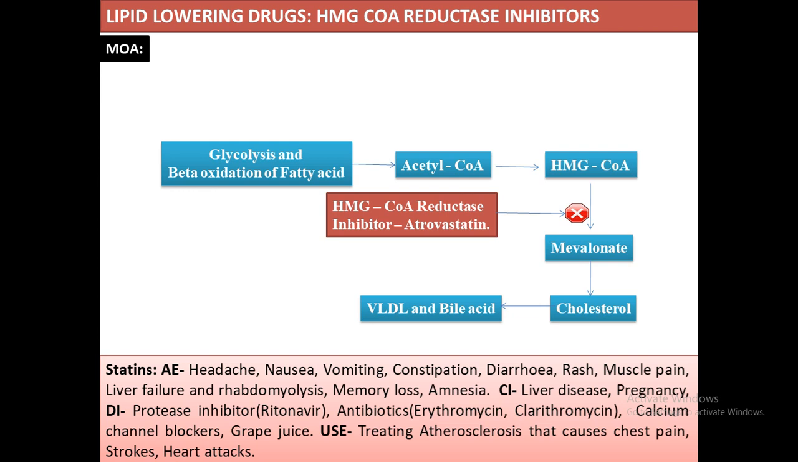Adverse effects: headache, nausea, vomiting, constipation, diarrhea, rash, muscle pain, liver failure, memory loss, amnesia. Contraindicated in liver disease and pregnancy. Drug interactions: protease inhibitors, antibiotics such as erythromycin and clarithromycin, calcium channel blockers, grape juice. Use: treatment of arteriosclerosis that causes chest pain, stroke and heart attack.